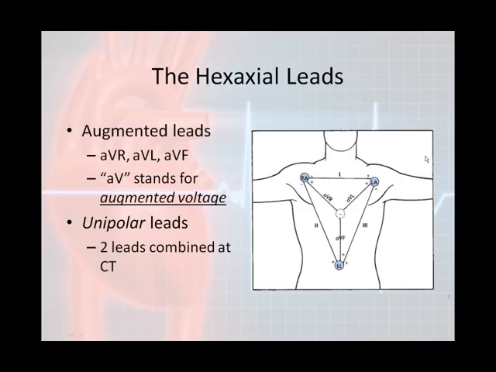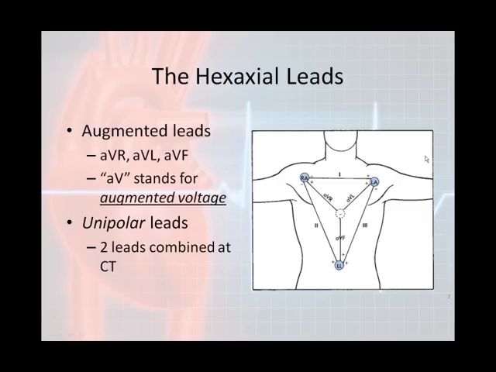Now these leads are a little bit different because you don't actually use 2 physical poles or 2 physical electrodes on the body like you do with lead 1, lead 2, and lead 3. What they've done here is create a theoretical negative lead that goes in the middle of the body, and it's usually the heart that is considered this theoretical negative.